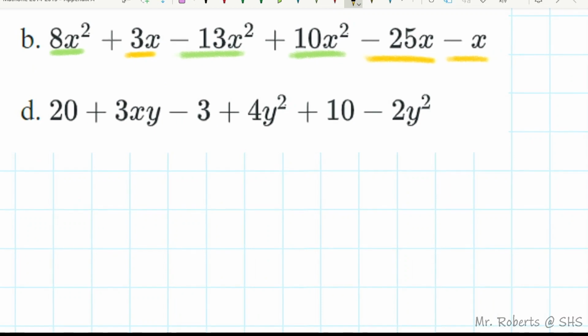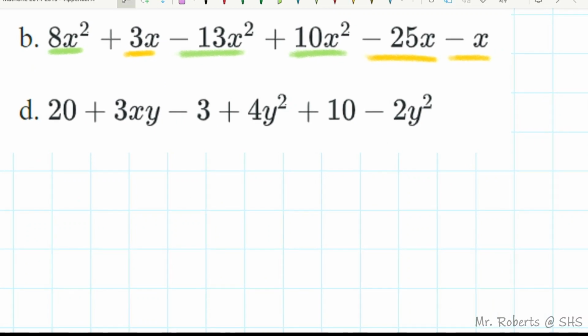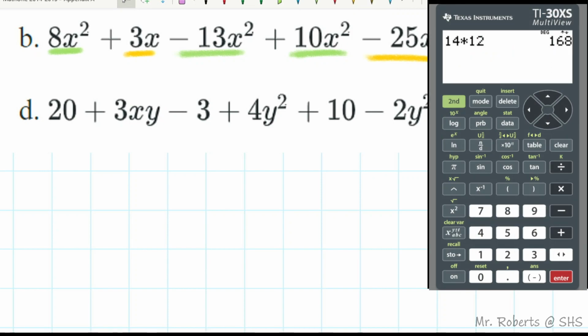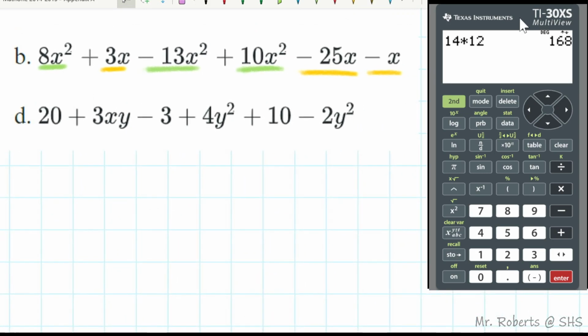And am I using a calculator? Yeah, I'm going to, really? Yeah, go ahead. So if I use a calculator, because I don't do arithmetic, I always make mistakes. No, that's not true.